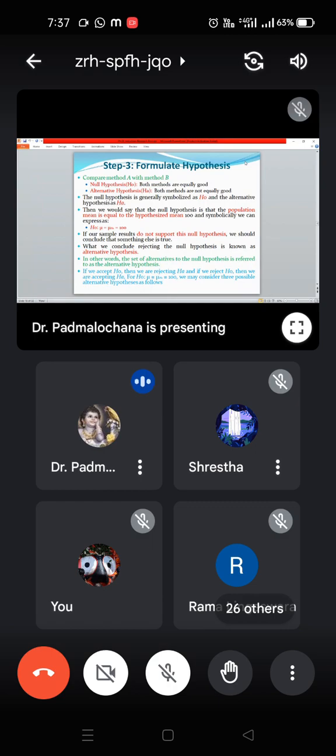I'll give another example of the null hypothesis. For example, the Bajaj tube light producer is telling that the lifetime of my tube light is, for example, 100 hours. Bajaj is claiming the lifetime of the tube light is 100 hours. The 100 is known as the population mean.